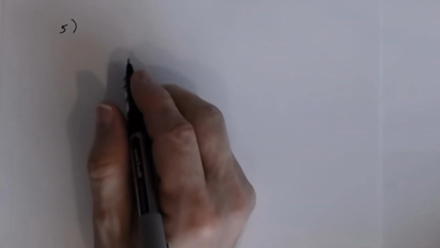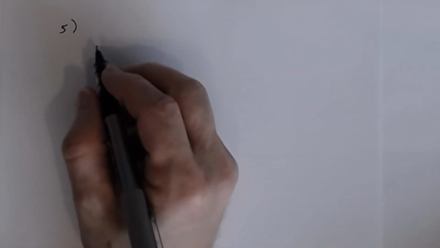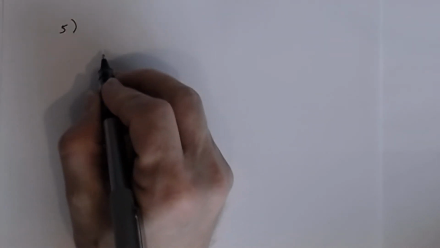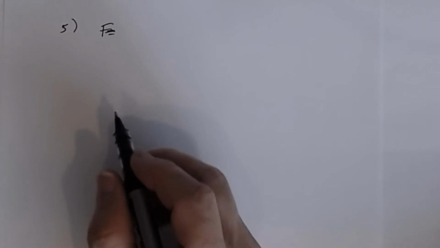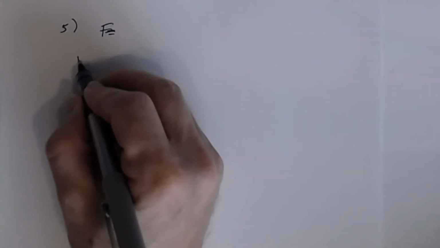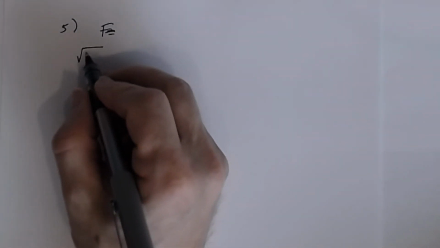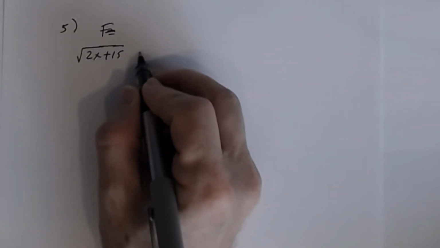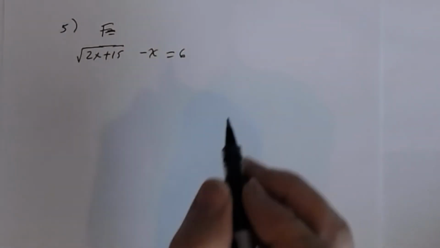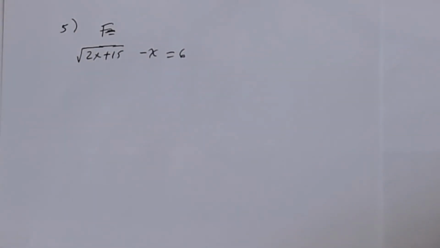All right, so number 5. Let's say we had the square root of 2x plus 15 minus x equals 6. So the square root of 2x plus 15 minus x equals 6.